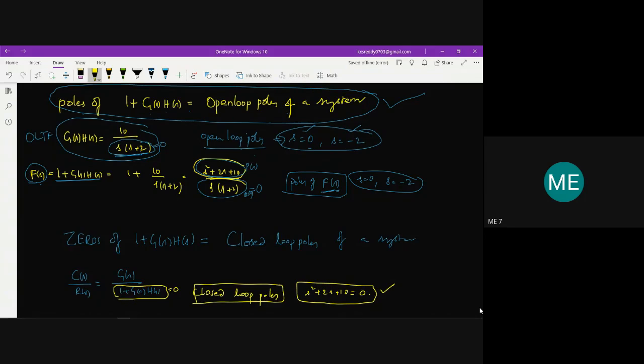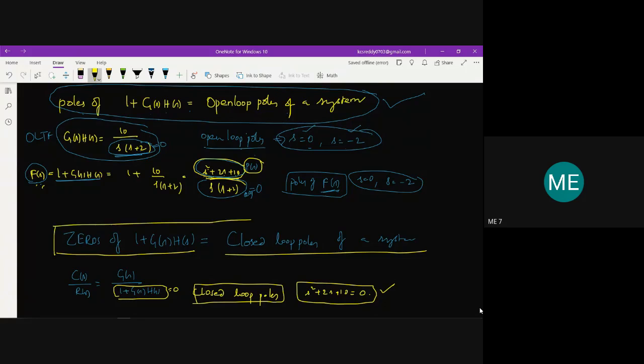Similarly, the numerator p of s of this f of s, that is s square plus 2s plus 10, will become the numerator for the f of s function. It means these are the zeros of f of s. So the zeros of 1 plus g of s into h of s is s square plus 2s plus 10 equal to 0. Similarly, if I take c of s by r of s, which is g of s by 1 plus g of s into h of s, and equate the characteristic equation to 0, that is 1 plus 10 by s into s plus 2, it becomes s square plus 2s plus 10 equal to 0. That is nothing but the closed loop poles. So that is why they are the closed loop poles of the system.